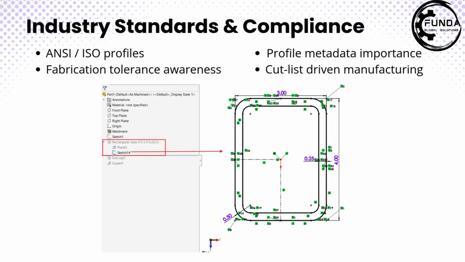In real manufacturing, weldment profiles must follow industry standards such as ANSI or ISO. These standards ensure that the profiles we design are actually available in the market. We must also be aware of fabrication tolerances because small modeling mistakes can turn into serious welding problems. Each structural profile also carries metadata, which SOLIDWORKS uses to generate accurate cut lists. This is why weldments are deeply connected to cut list-driven manufacturing.